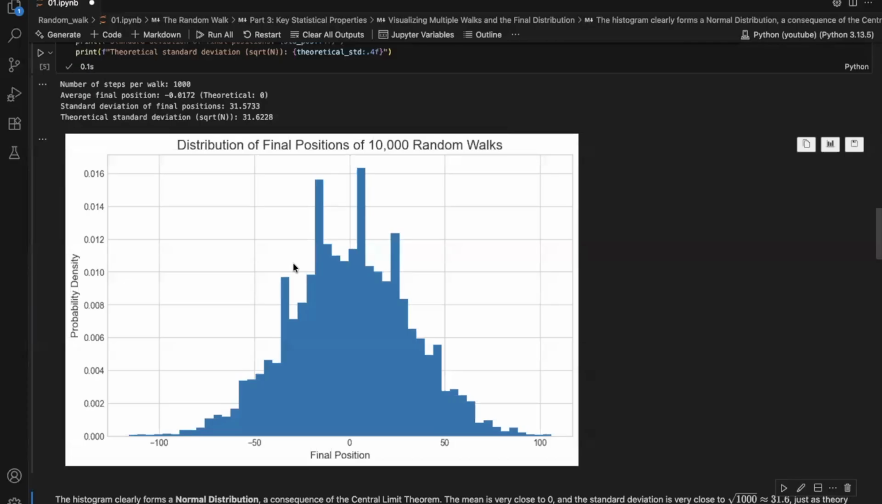Now let's check the numbers. The average final position is -0.0172, which is almost exactly 0, just as predicted. The standard deviation of the final positions is about 31.6, and the theoretical value, the square root of 1000 steps, is also about 31.6. So the simulation perfectly matches the theory, right?